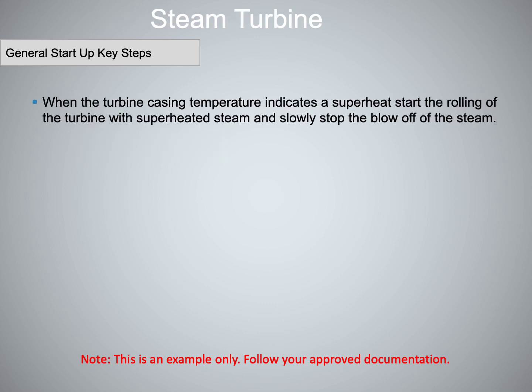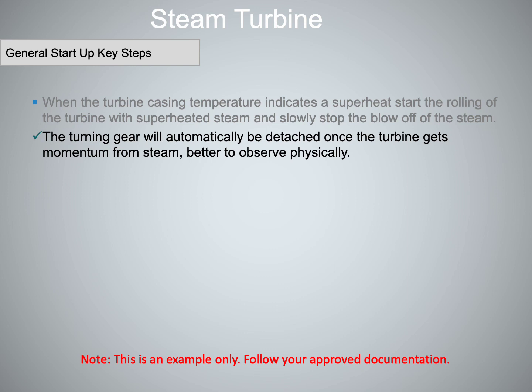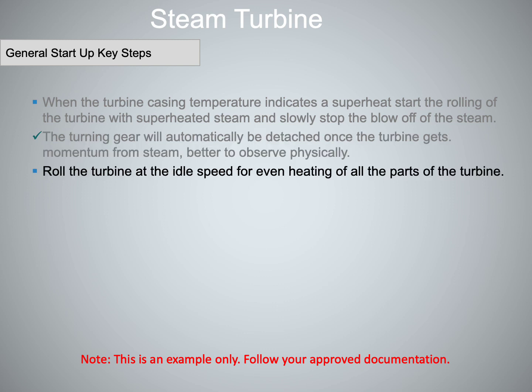When the turbine casing temperature indicates a superheat, start the rolling of the turbine with superheated steam, and slowly stop the blow-off of the steam. The turning gear will automatically be detached once the turbine gets momentum from steam, better to observe physically. Roll the turbine at the idle speed, for even heating of all the parts of the turbine.